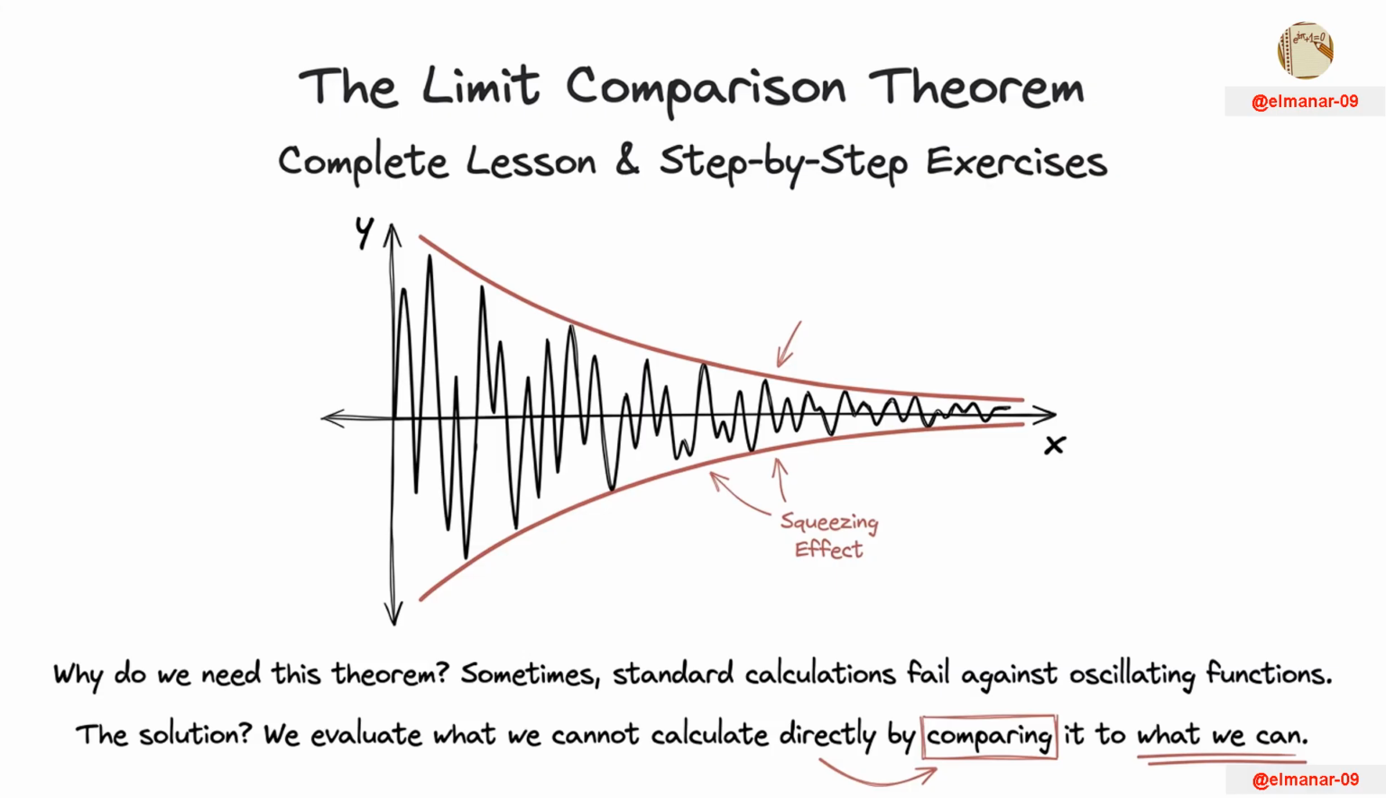When we can't calculate a limit directly because a function is too messy, we evaluate it by comparing it to functions we already understand. Look at those red lines. They are acting like a hug or a squeeze on the messy function. By the end of this lesson, you'll be able to use this squeezing effect to solve even the trickiest limits with total confidence. You've got this.